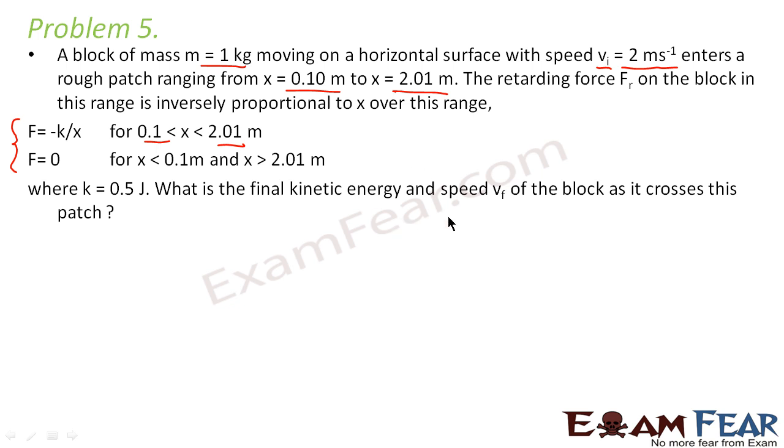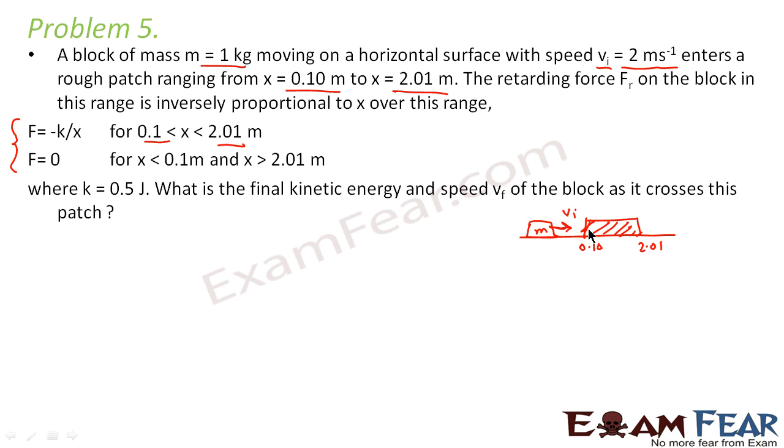It says that there is a block which is moving on a horizontal surface. Let us suppose this is a block of mass m which is moving on a horizontal surface with some particular speed Vi. Now it enters a rough patch. This rough patch starts from x equal to 0.10 to x equal to 2.01. So this is the rough patch.